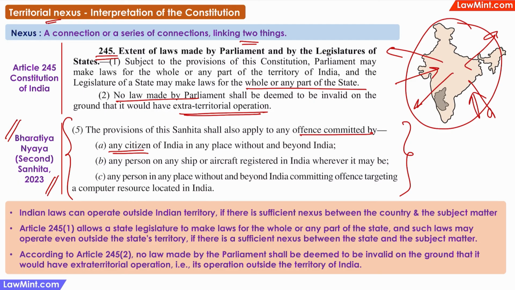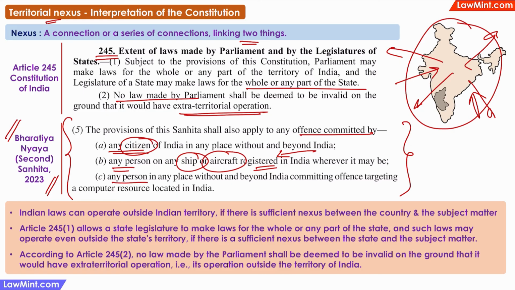The nexus or the connection here with Indian territory is the citizenship of the offender, or when an offence is committed by any person, whether the person is an Indian citizen or a foreign citizen, but the offence is committed on a ship or an aircraft registered in India, wherever it may be. Here, the nexus is the registration of the ship or the aircraft as an Indian vessel.